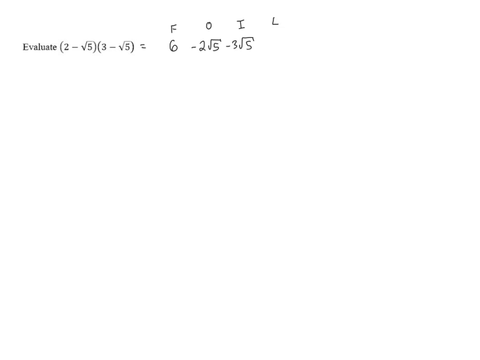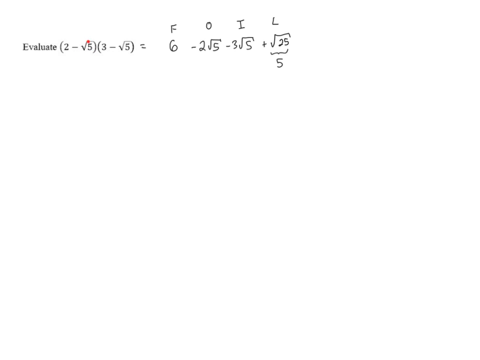And then the last terms are negative root 5 and negative root 5. A negative times a negative is a positive, and root 5 times root 5 is root 25. Now at this point, I want to point something out. We ended up with root 5 times root 5 was root 25. But the square root of 25 is just 5. So there's actually a shortcut we could take.